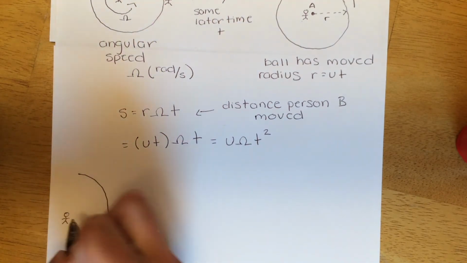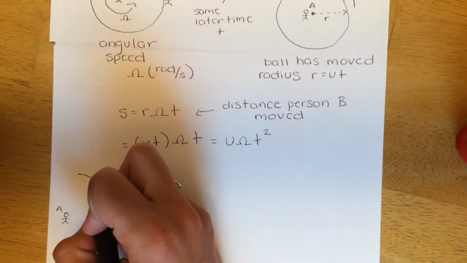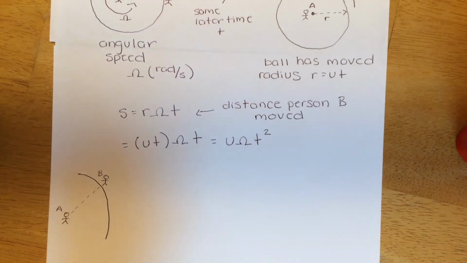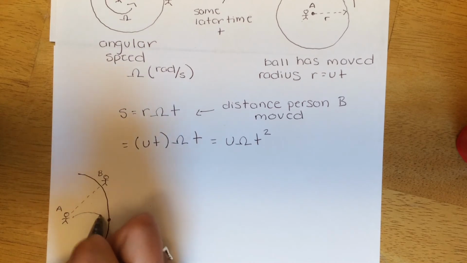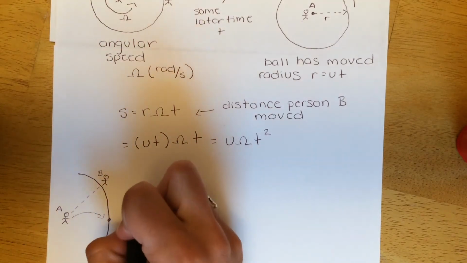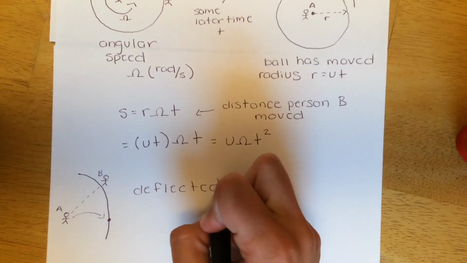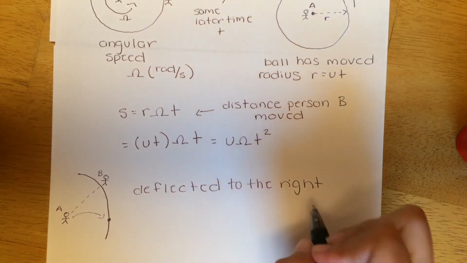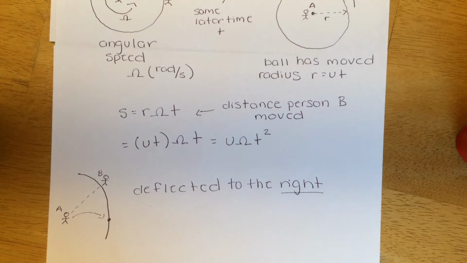From your position in the center of the merry-go-round, you are rotating with the merry-go-round, and you will always be looking at person B. So when you throw the ball, it will appear to deflect to the right, just like the Coriolis force in the northern hemisphere. I linked a video of this apparent force in the lesson, not required, but a cool demonstration of this concept.